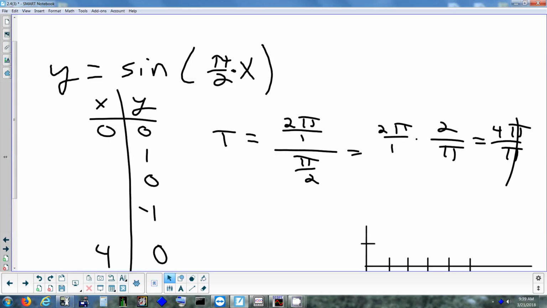So now halfway between 0 and 4 gives me 2. Halfway between 0 and 2 is 1. And between 2 and 4? 3. So I told you the numbers in this table would be the nicest ones all week.